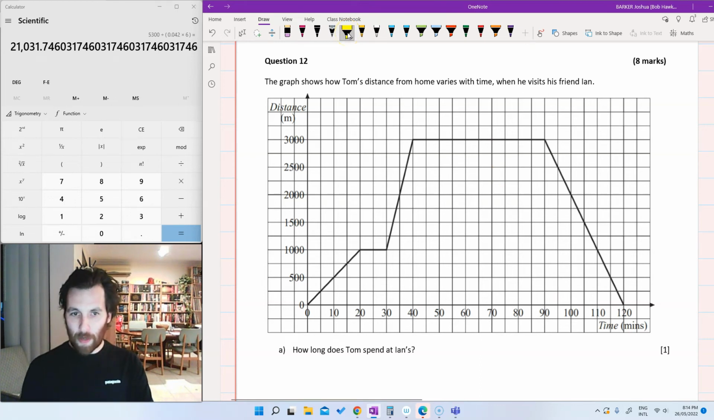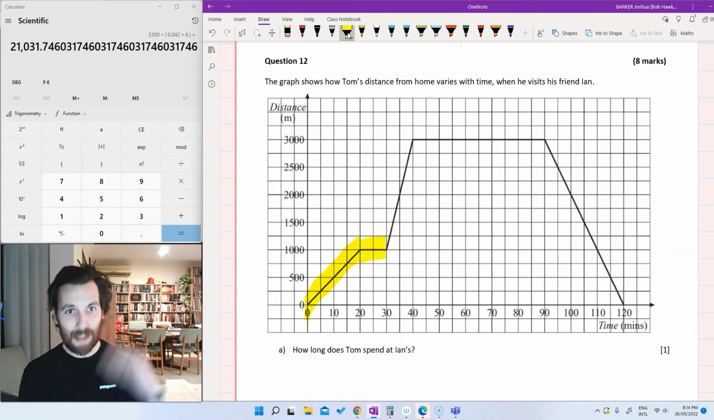Okay, so just to go over what's actually happening here on the graph. Notice here that time is 0 and distance is 0. As we go along here, the distance from his home is increasing, but the time is increasing as well. So it takes this guy 20 minutes to travel 1,000 meters. He then spends 10 minutes stationary, and we know he's stationary because the distance doesn't change. And then he starts moving again. Then he's stationary for a pretty long period of time. I'm going to assume that's when he's at his friend Ian's house.